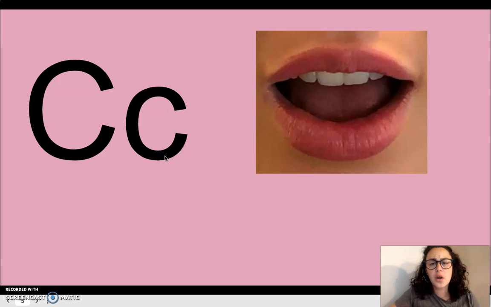When we make the sound for C, it's a little bit different because a lot of the letters we've talked about so far, they kind of sound like their name, right? Like, for example, the letter B represents the sound B. Those kind of sound similar. The sound that we're going to talk about that C represents doesn't sound like C. It's different, so we have to really pay attention.